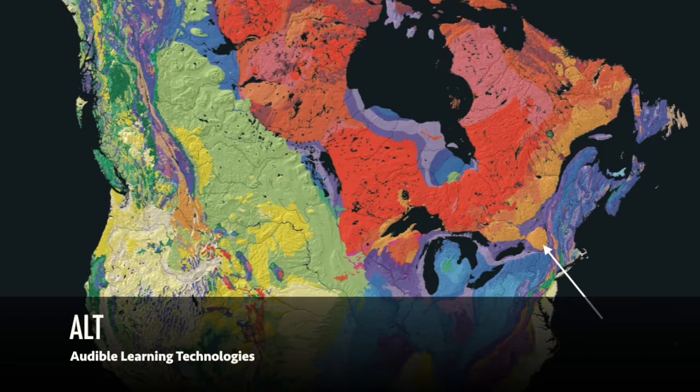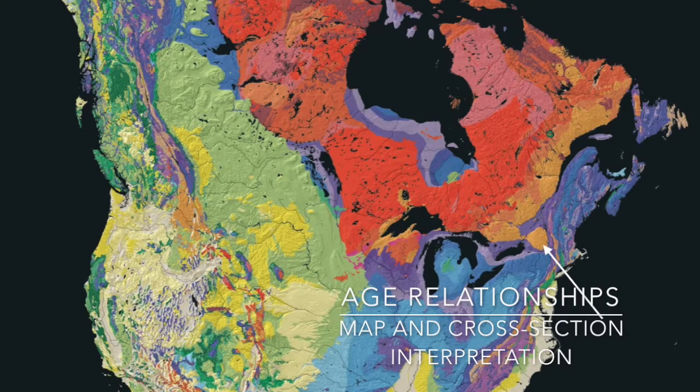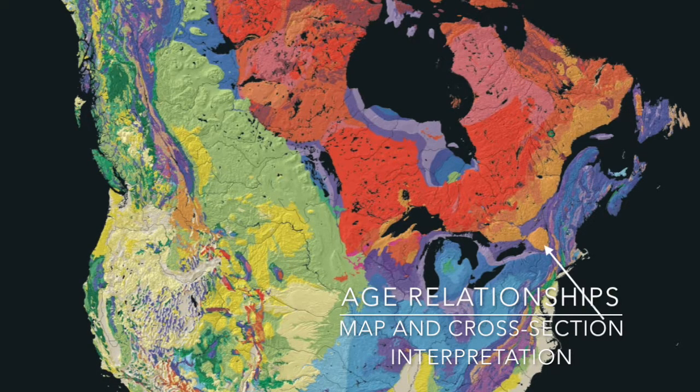In this segment, we will be discussing map and cross-section interpretation as it pertains to age relationships. The relative ages of units may be established by using fundamental or simple geology principles. There are 7 basic principles that may be used.